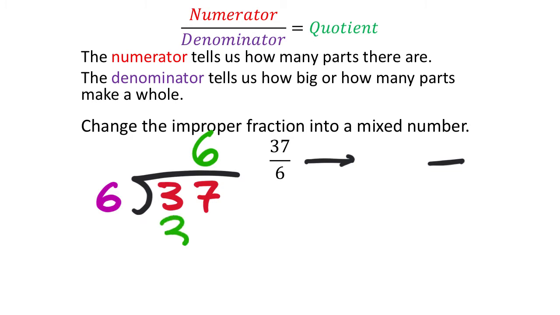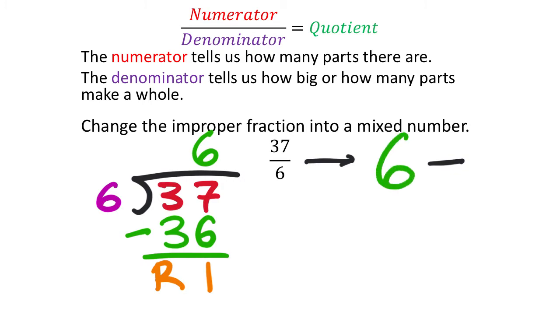And I know that 6 will go into 37 6 times. 6 times 6 is 36. So when I subtract that out, I get my remainder of 7 minus 6 is 1. 3 minus 3 is 0. And so my quotient there is 6. So I got the big 6 right there. My numerator is the remainder, which is 1. And while I'm doing this late in this problem, you see the denominator of 6 right there? It's going to stay the denominator in the mixed number as well. So 37/6 is the same as 6 1/6.